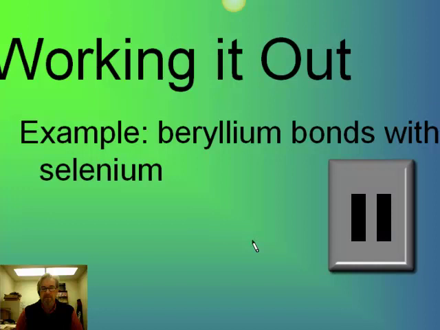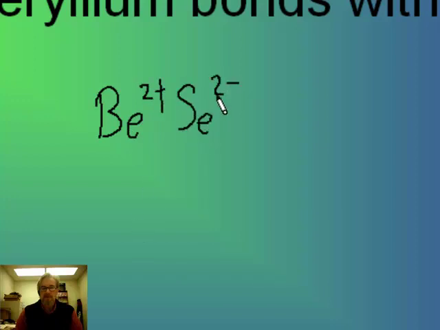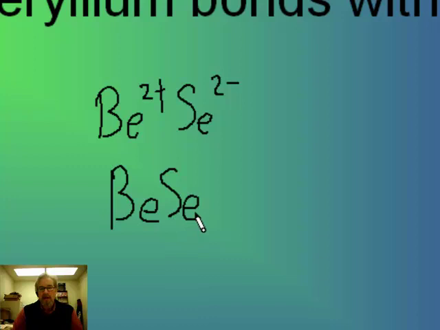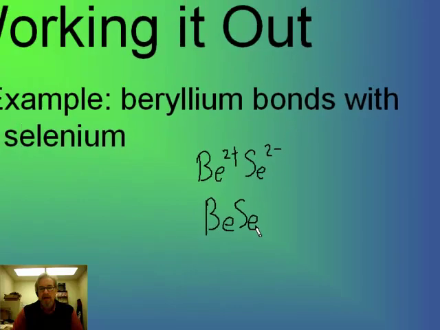Beryllium with selenium. Beryllium is column 2, 2+. Selenium, column 6, 2-. When I charge swap, I'd get Be2Se2, but remember we only use the lowest whole number subscripts, so BeSe is the formula that I'd use. Anytime you have equal and opposite charges, don't write any subscripts.